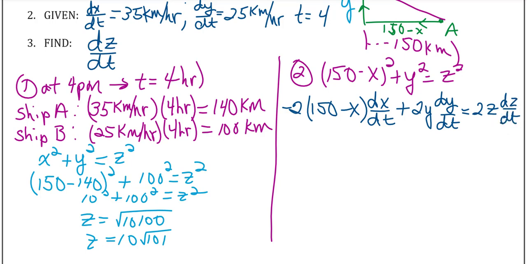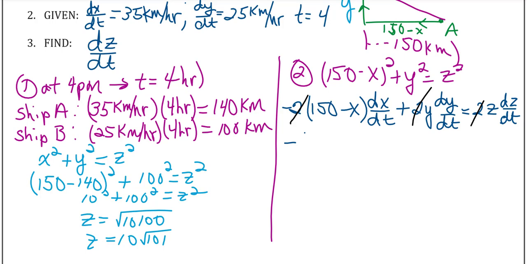Okay, so remember what you're trying to solve for. You're trying to solve for dz/dt. So now what I can do is get rid of all the 2's because I have a 2 in this term, a 2 in that term, and a 2 in that term. Okay, so now I can just substitute and simplify.